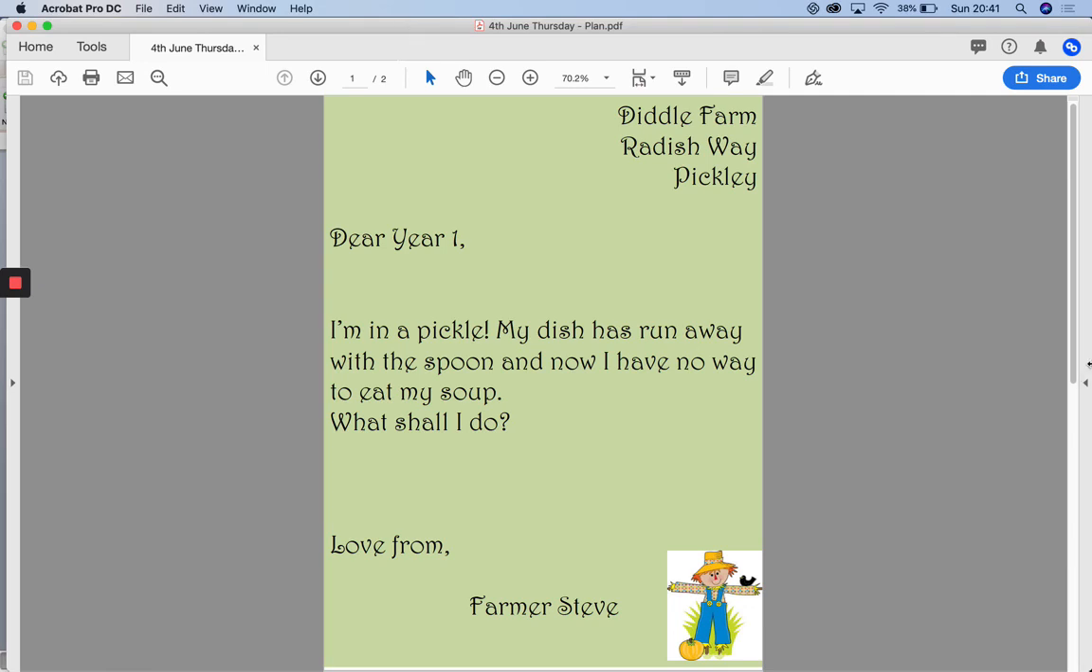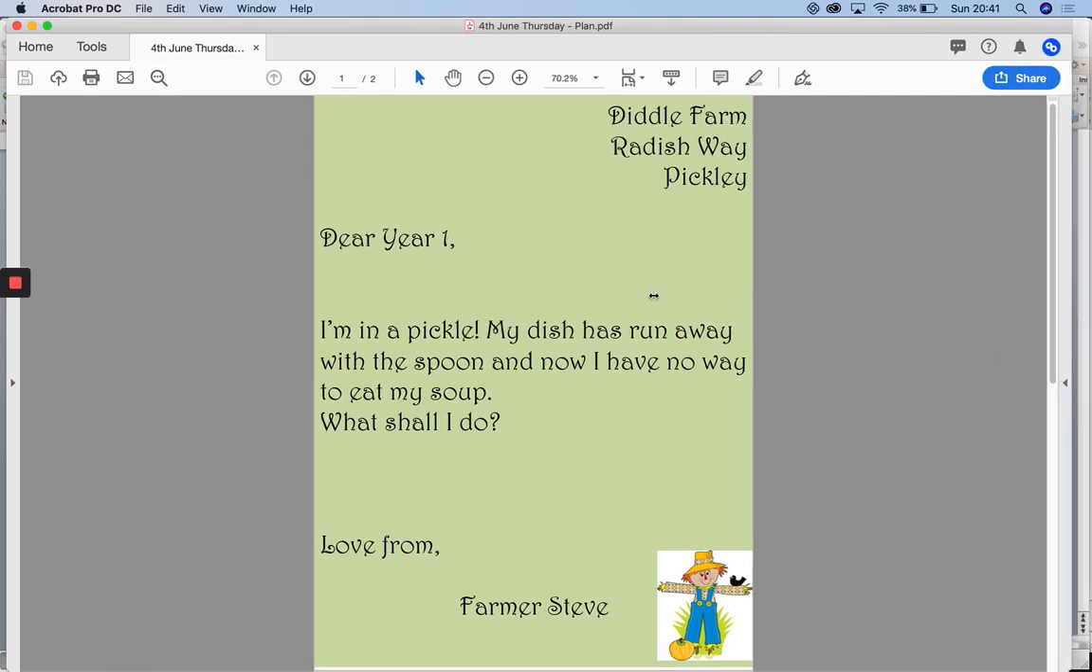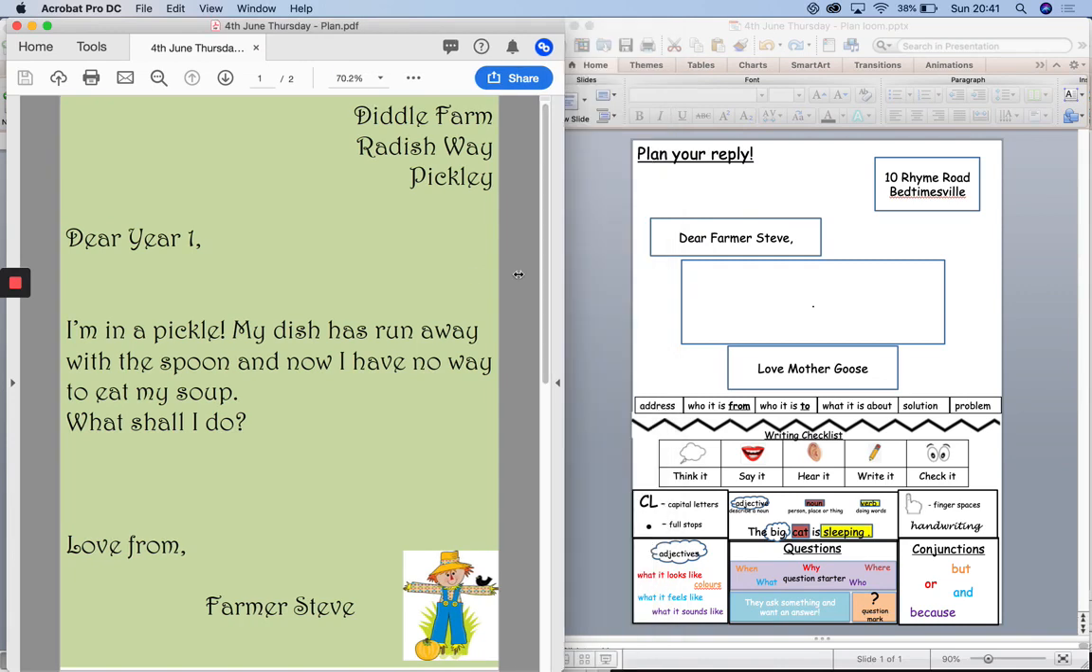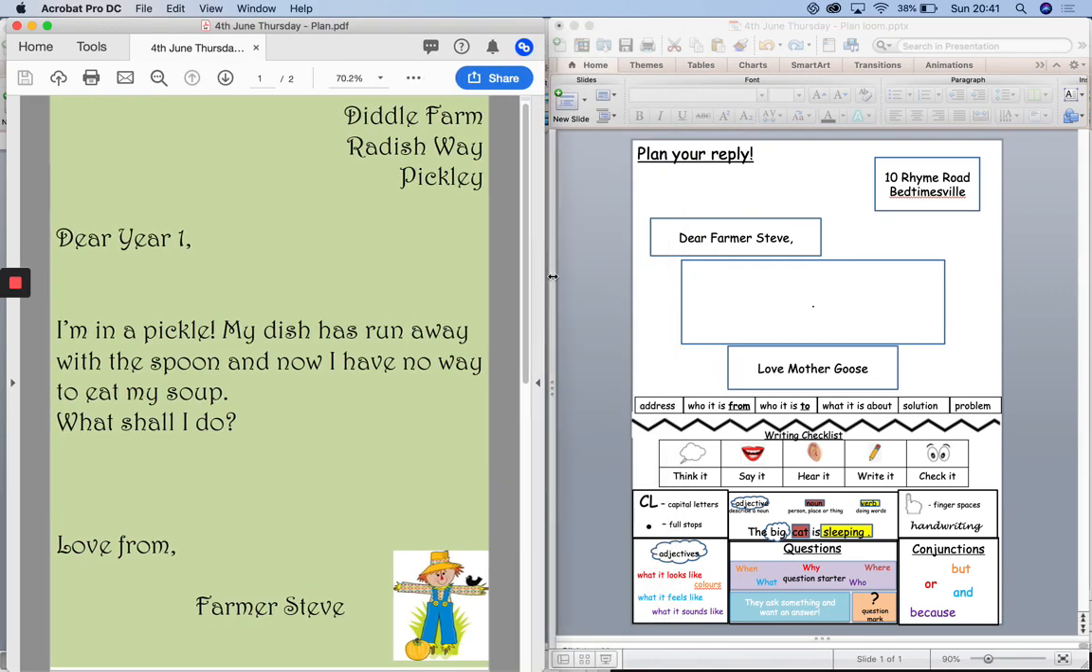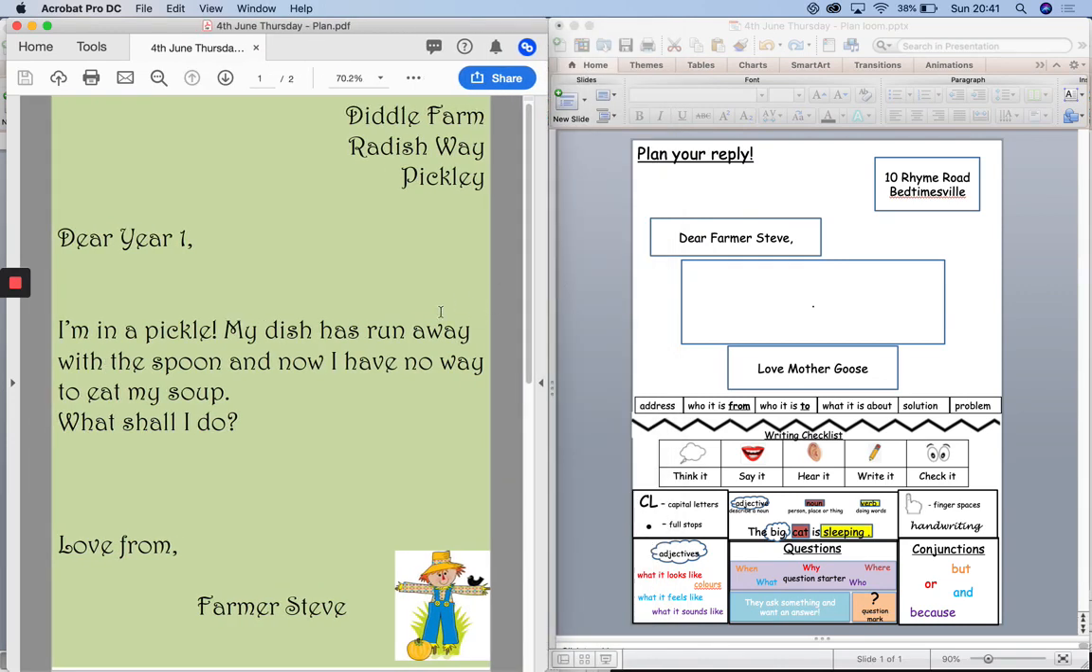So Thursday is when we start thinking about writing our own letter. Now this is a letter you will have seen before. We did it in school together. In this letter, Farmer Steve has written to Year 1, but if you could please write the letter back from Mother Goose. Just a little mistake there on the original letter.